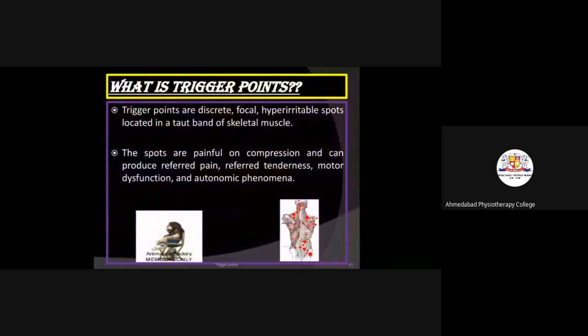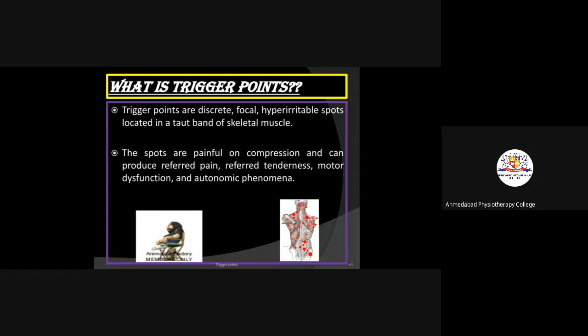Right? Then there is motor dysfunction. If the patient has a trigger point, the patient may have motor dysfunction in 2 ways. One is reduced range of motion, and the second is in terms of strength. That means the patient has a weak muscle, and that is not due to absolute weakness, but because of the pain of the trigger point. The patient shows the sign of weakness.